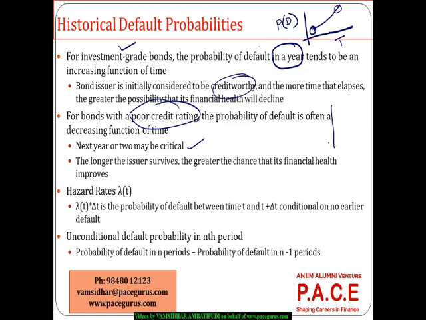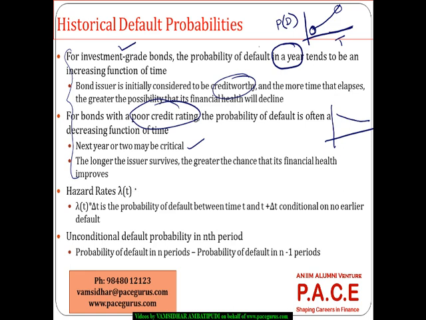So what is typically seen is the probability of default as a decreasing function of time. Because if it defaults, it should default in the next year or two. But if it does not default and has survived the initial couple of years, there is a good chance that its financial situation is improving. Otherwise, it would have defaulted by now. So historically, by looking at the data, this kind of conclusion can very well be made. This kind of information has been dug out from the historical data.